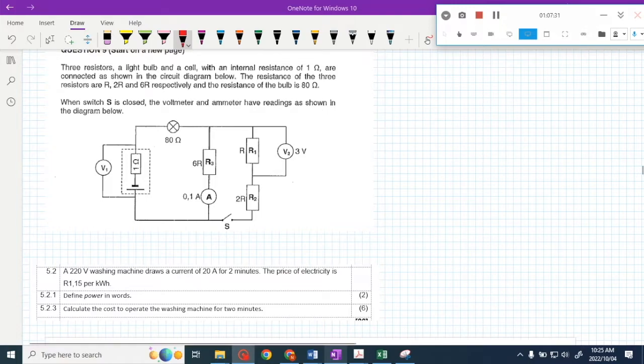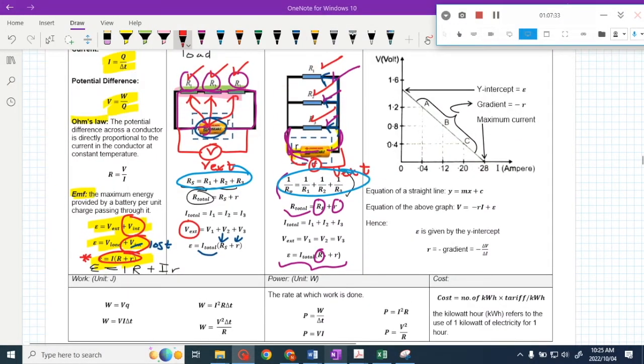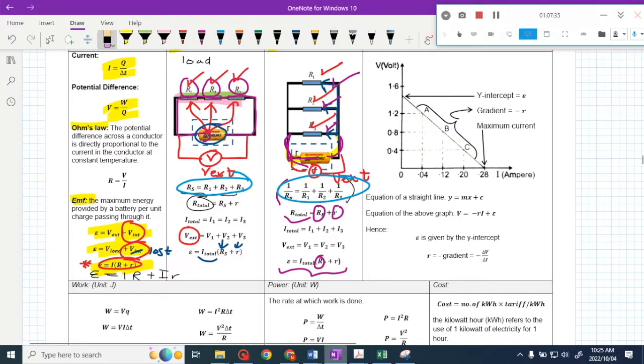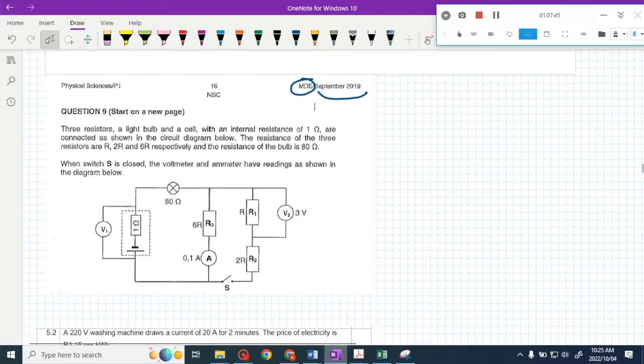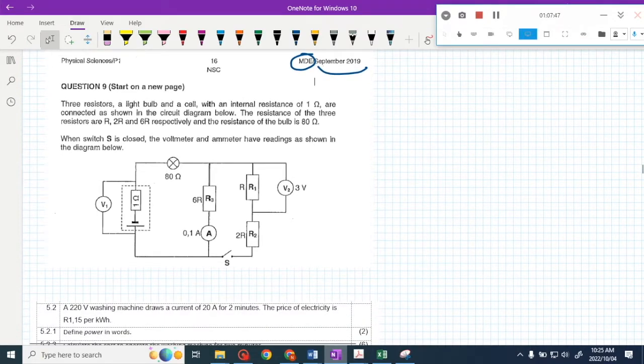I really doubt that you guys will ever get circuit diagrams as simple as these ones. These ones are just here to remind you of the principles. You're more likely going to get something that looks like this. So being able to apply the logic at the top to this is important. Here is a battery. It has an internal resistance of 1 ohm.